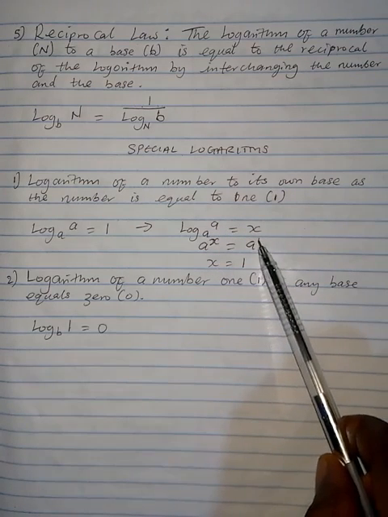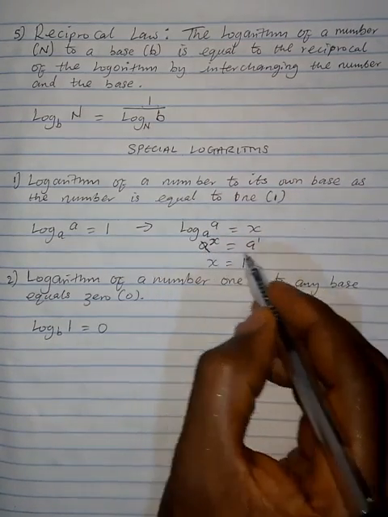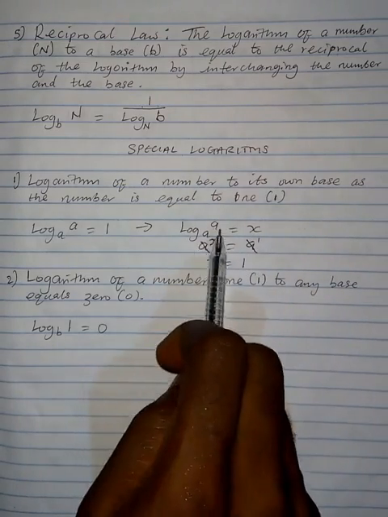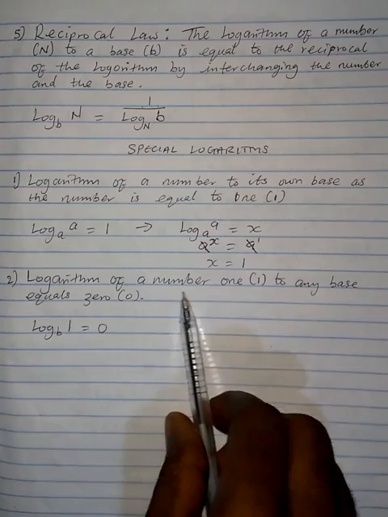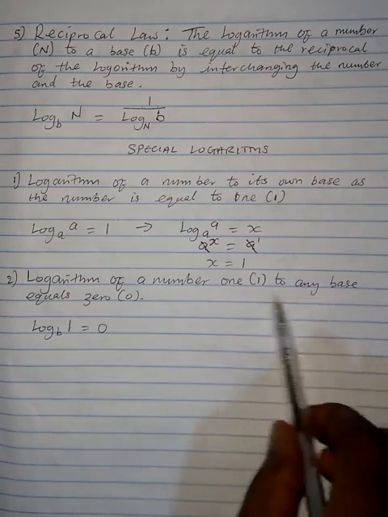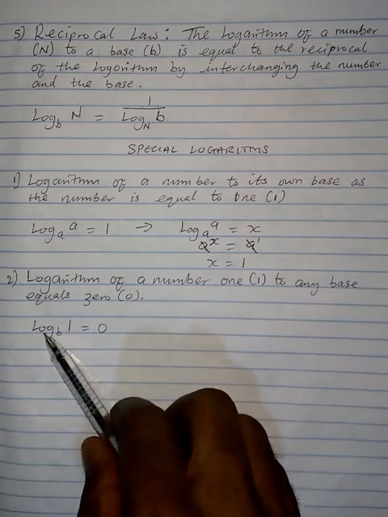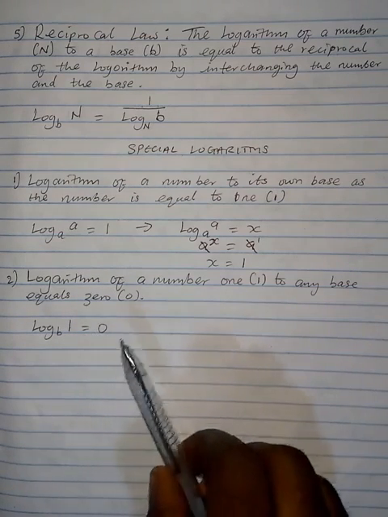I have to extract the power so that I'll end up cancelling the bases. Once I cancel the base at this point, I will equate the powers, so x equals 1. In other words, the logarithm of a to base a is equal to 1. Now the next one is the logarithm of the number 1 to any base equals 0. So anytime you have the logarithm of 1, whatever base it is, it will equate to 0.